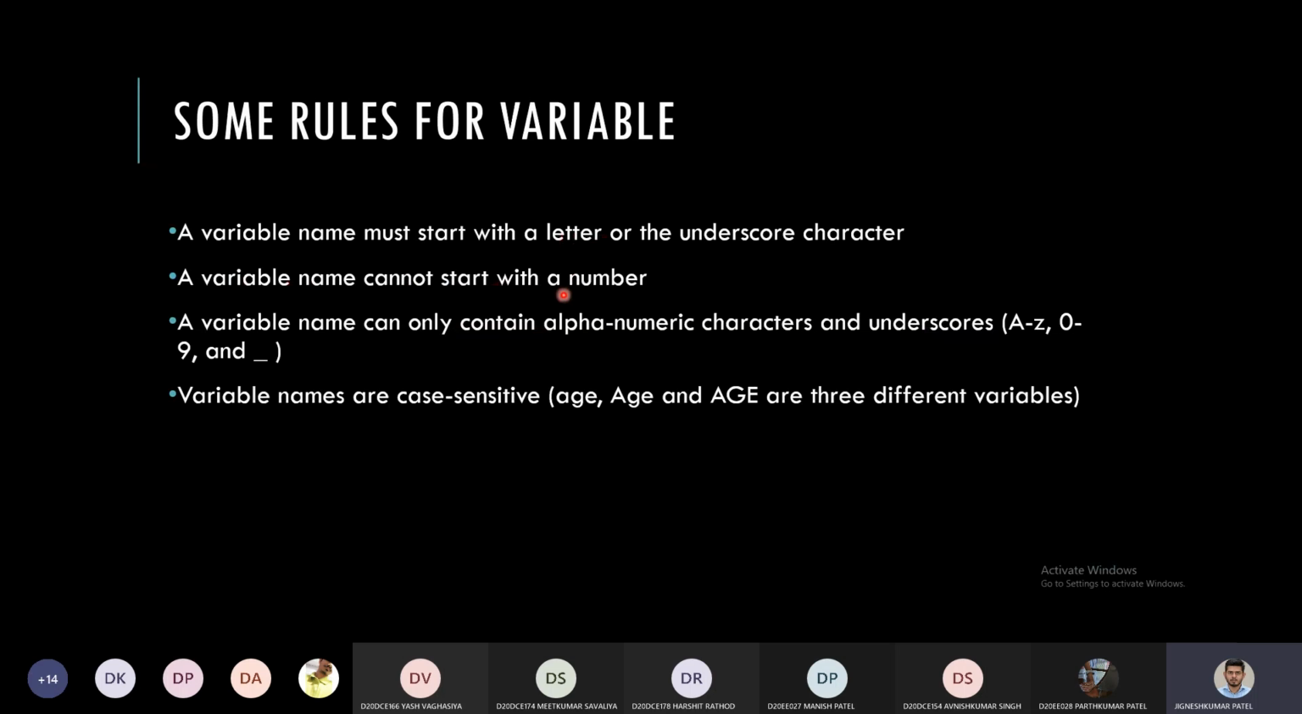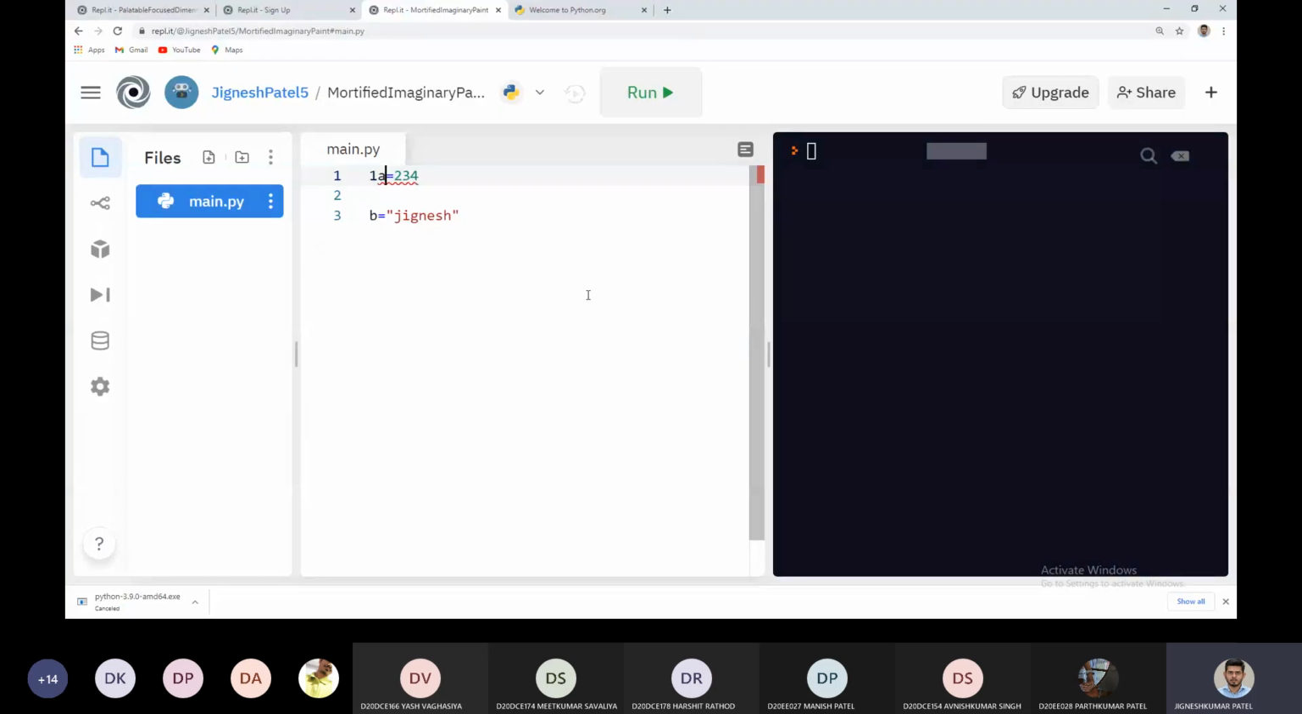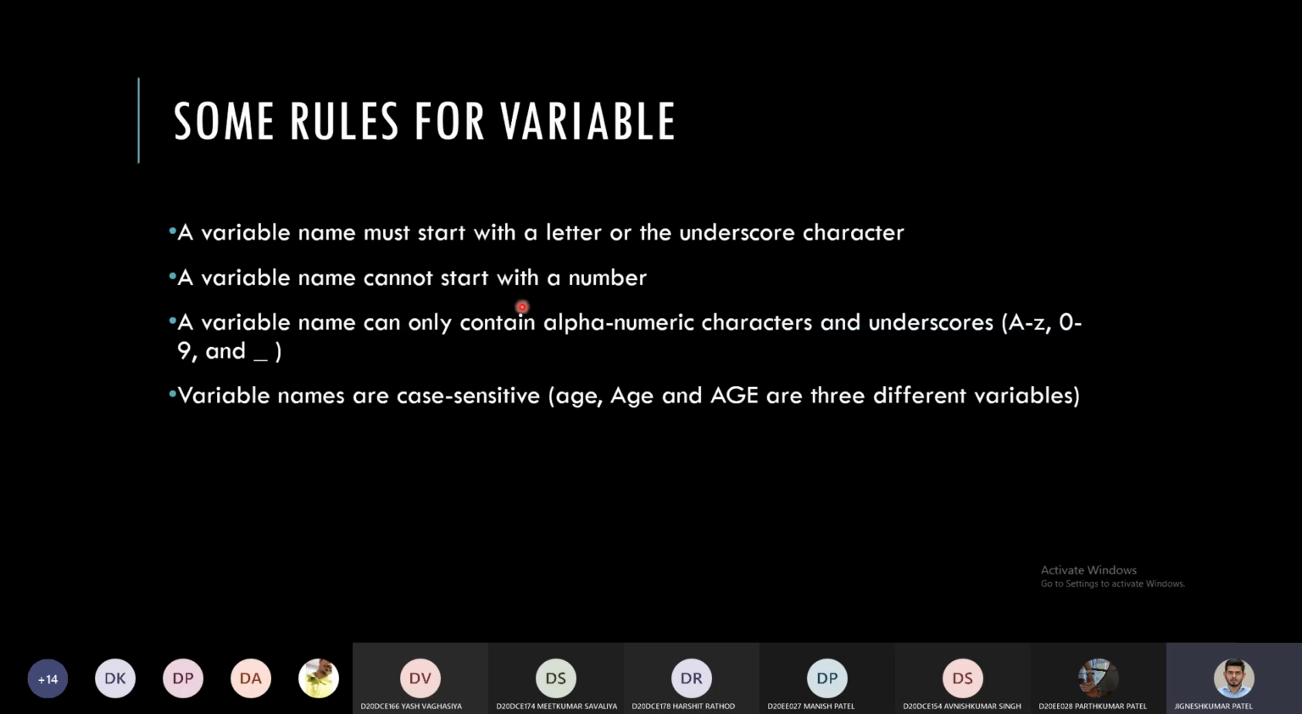A variable name cannot start with a number, so 1a cannot be a variable, but a1 can be a variable, no issue in that. A variable name can only contain alphanumeric characters and underscores, so it can have capital A to Z, small a to z, 0 to 9 and underscore. Only those are allowable in a variable name. And variable names are case sensitive. So if I write age in small letters, Age, and AGE in all capitals, these are three different variables for Python.